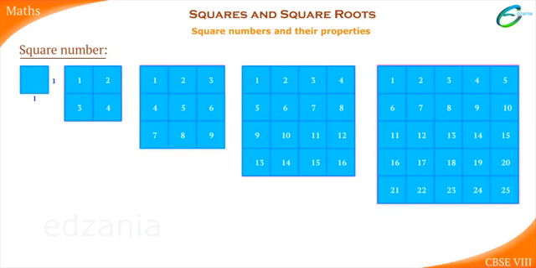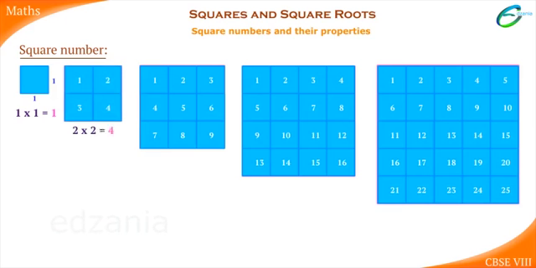There is 1 row and 1 column. By multiplying 1 by 1, we get 1. There is only 1 stamp. In the second case, we have 2 rows and 2 columns. So by multiplying 2 by 2, we get 4 stamps.